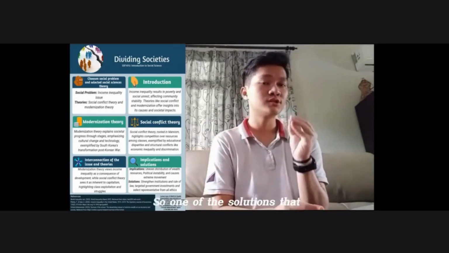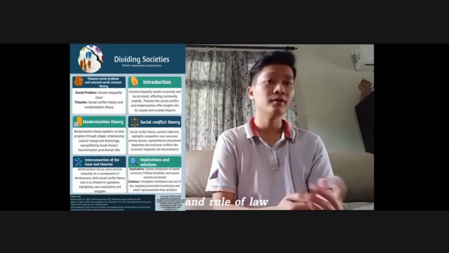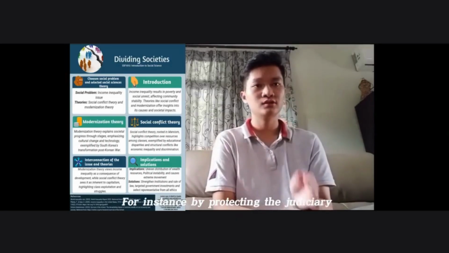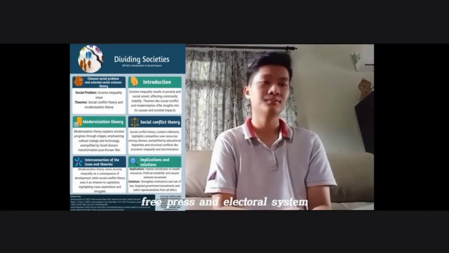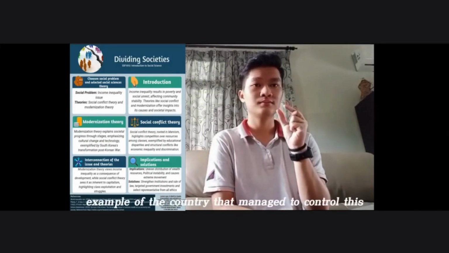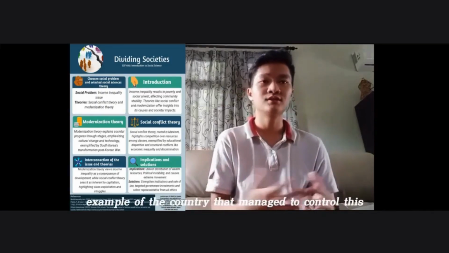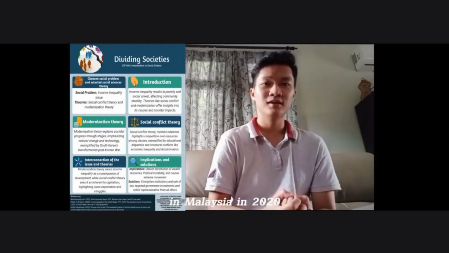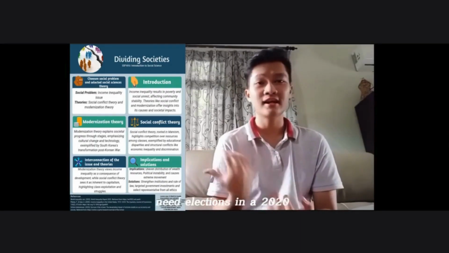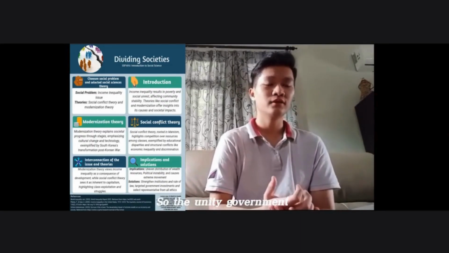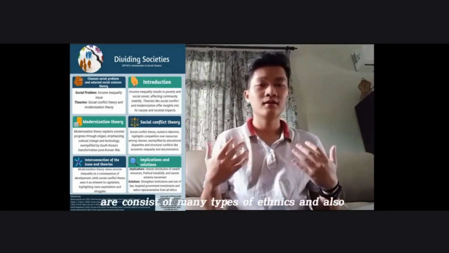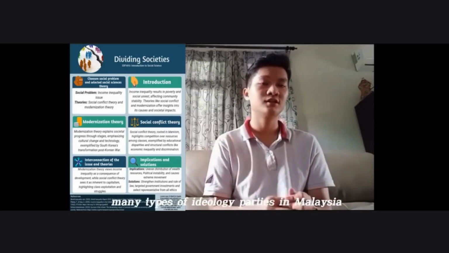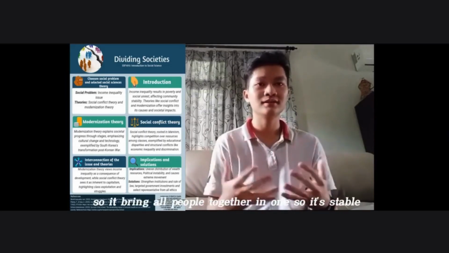One of the solutions that can be done is by strengthening the institutions and rule of law, by maintaining strong democratic institutions. For instance, by protecting the judiciary, free press, and electoral system. The biggest example of a country that managed to control this political instability is Malaysia, where the unity government was established after the elections in 2022. The unity government consists of many types of ethnic groups and also many types of ideologies and parties in Malaysia. So it brings all people together as one. So the government of Malaysia is stable.